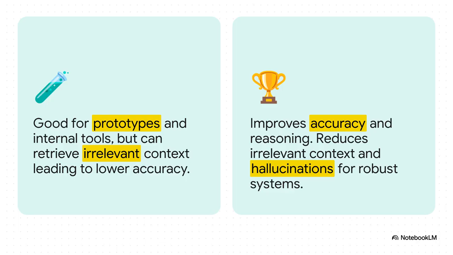It's great for getting off the ground, sure, but it often retrieves a bunch of irrelevant context, which leads to lower accuracy and, you guessed it, hallucinations. To build a truly robust system, we need to improve the reasoning and cut down on all that noise. And that is our first level up.